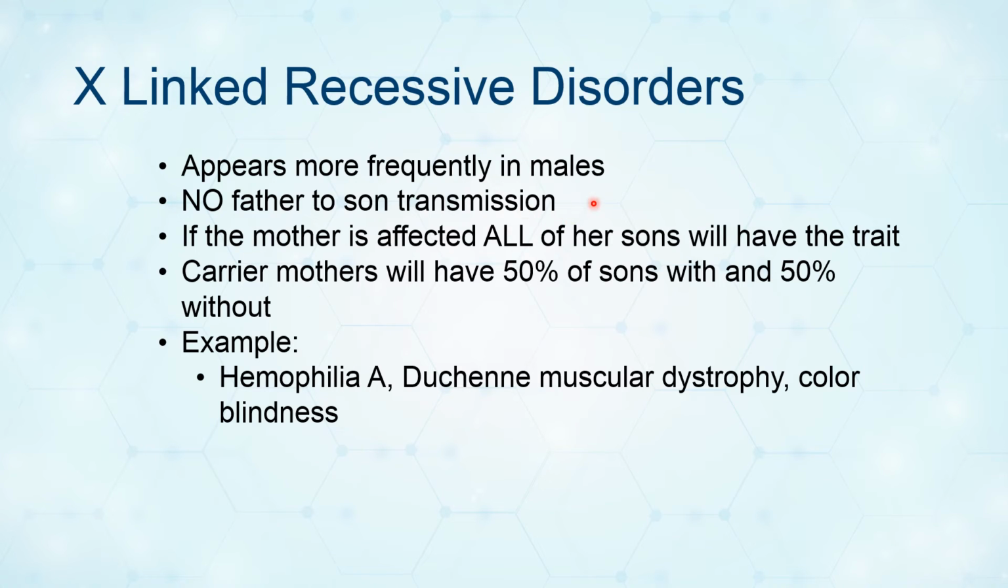So you would expect an X-linked recessive disorder to be more frequent in males than in females. There should be no father-to-son transmission, and that's because, of course, the father gives to his son the Y chromosome, not the X chromosome. If the mother is affected, so if the mother is homozygous recessive, all of her sons will have the trait, because she only has an X chromosome with the recessive allele, therefore all the sons will have it. If the mother is a carrier, we would expect half the sons to be affected and half the sons to not be affected. Many examples of this you're probably aware of. Some of the most famous are hemophilia, muscular dystrophy, and red-green color blindness.